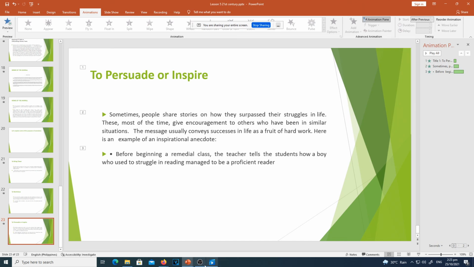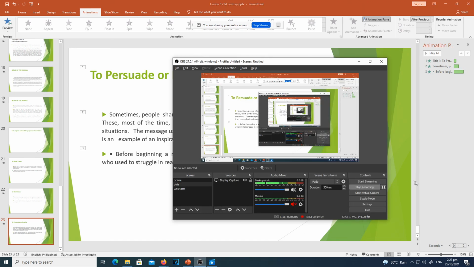Tapos, ano yung tanong, di ba? Magtatanong pa ba?